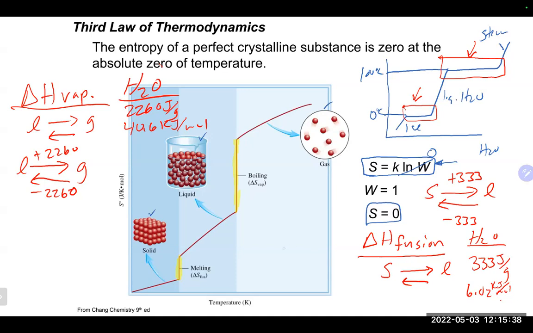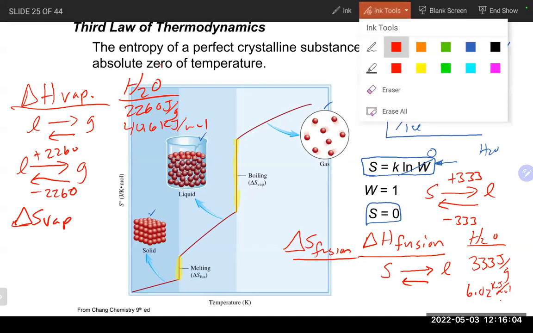There's the delta S, as we'll talk about here, of fusion, which is the entropy change that occurs as you go from solid to liquid and liquid back to gas. And obviously a delta S of vaporization, which is the entropy change that occurs when you go from liquid to gas or gas back to liquid.